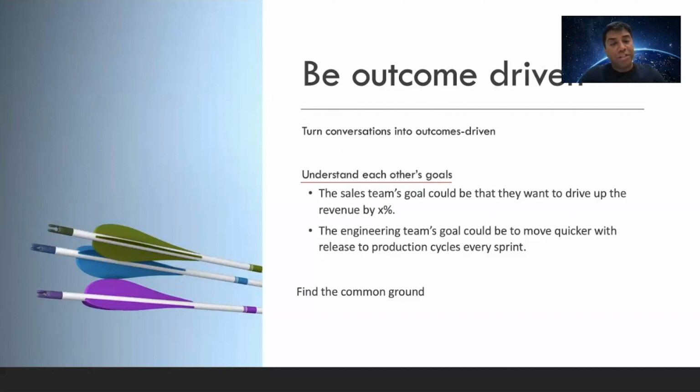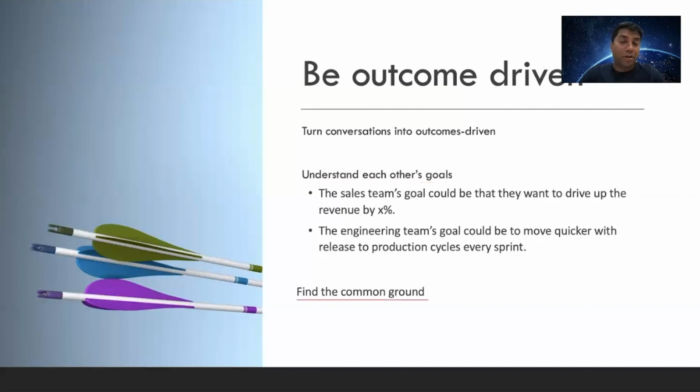Same thing, the engineering team's goal could be to move quicker with release-to-production cycles every sprint. How do you help there? How do you turn that conversation? Maybe you should be working on how you can help the engineering team deliver success every sprint, celebrate every sprint, with a small feature set and small capabilities, so that at the end of, let's say, a quarter, everybody is happy. The engineering team is happy. And as a product manager, you're also happy. And as an organization, the leadership is also happy about the progress.